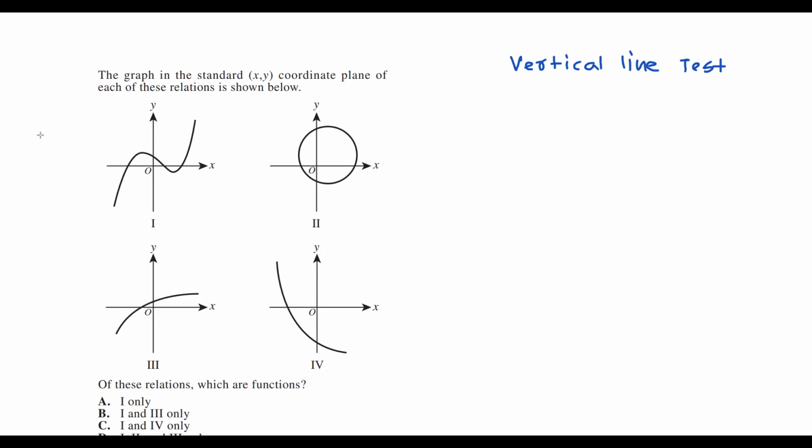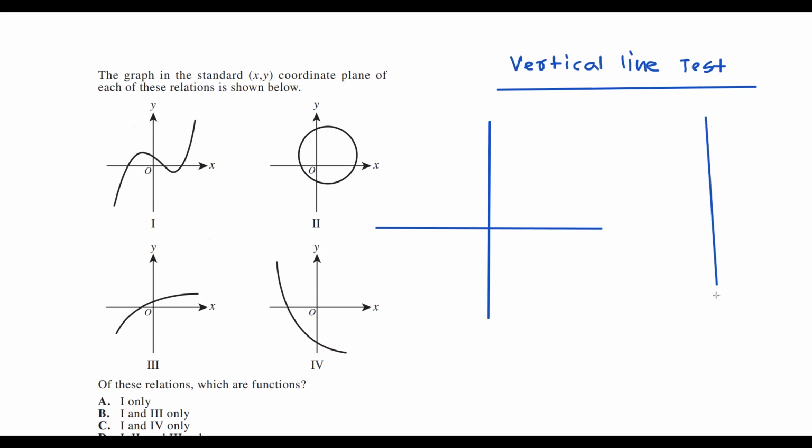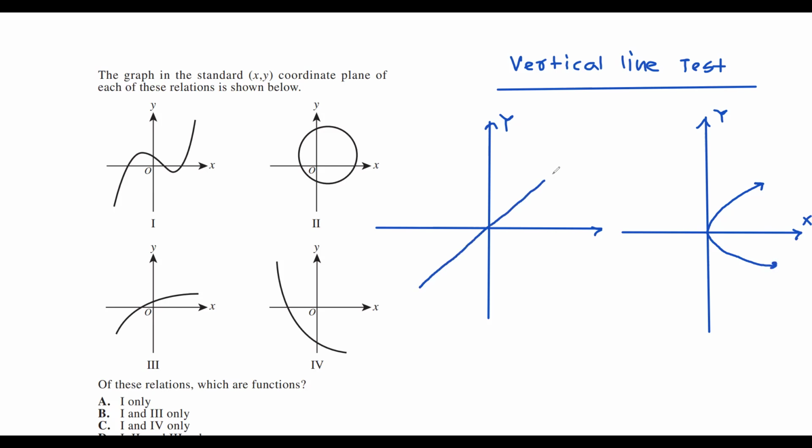And what it says, to identify a function, you just do one thing. Let's say I'm taking two different functions. For the first function, it looks like a linear line, y versus x. The second function looks like this. The first function looks kind of like this, a straight line. Vertical line test says you just draw vertical lines through every possible point of the graph.